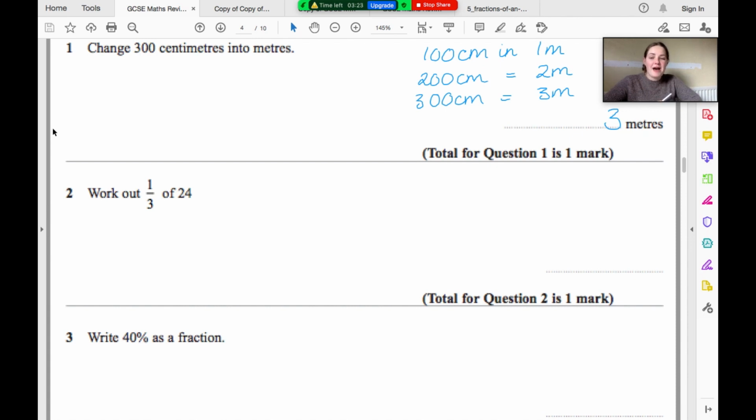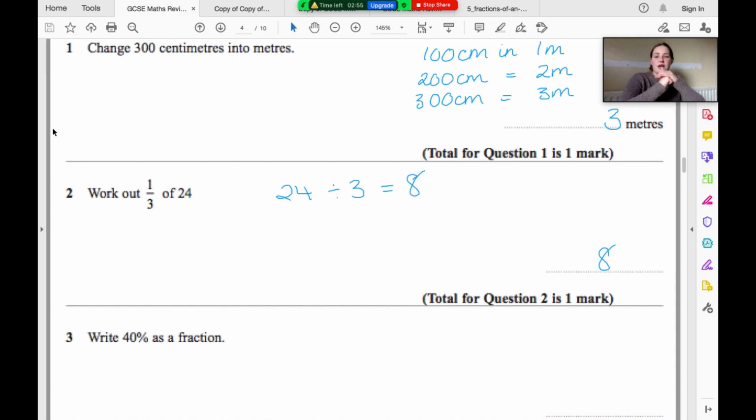Next question, fractions of amounts. A third of 24. All that means is we need to split 24 into 3 pieces. When we split something into 3 pieces, we're just dividing it. How many 3's go into 24? So if you're not sure, go up in your 3 times table until you get to 24, and it will give you 8. Okay.